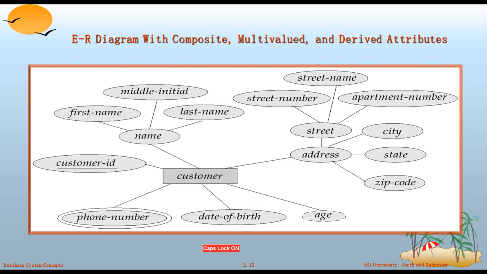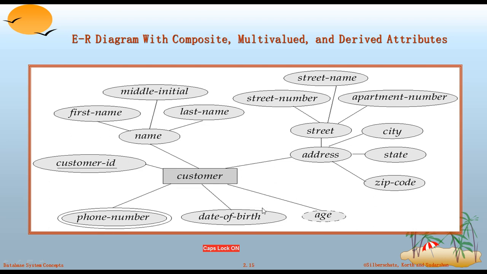So multi-valued has been represented by a double line ellipse. Phone number is the representation of a multi-valued attribute, since many customers may have more than one phone number. So it's represented by a double line ellipse. And next is date of birth.